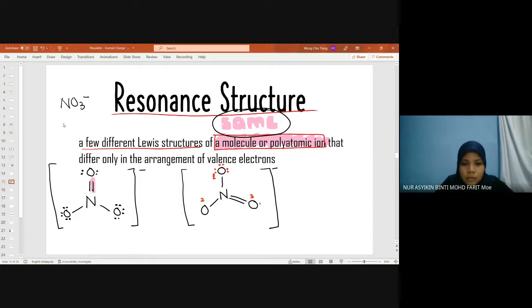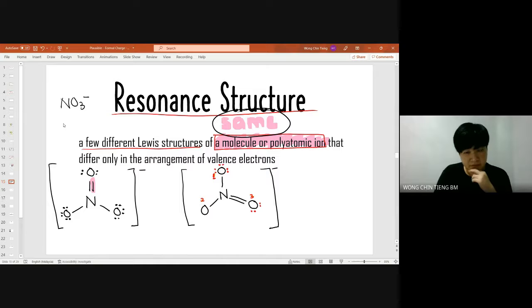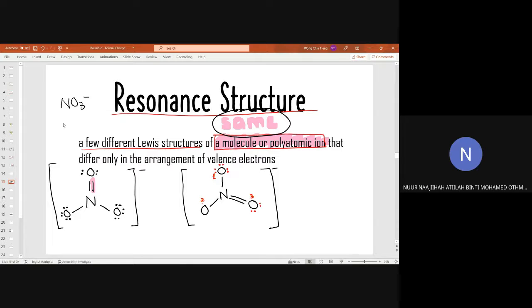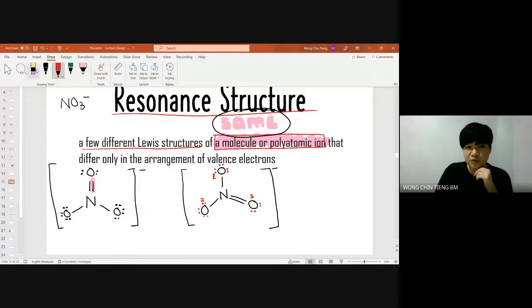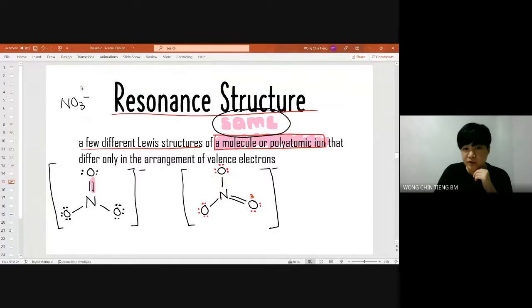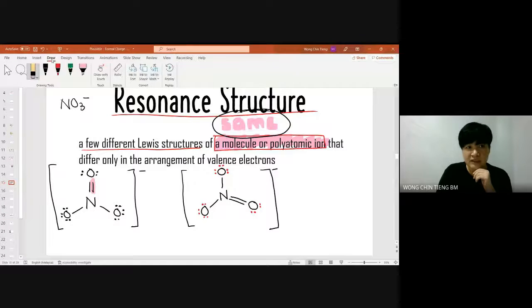2. 2. Jiha, nombor 2? 3 lone pair. 3 lone pair. Dan guys, can you see the difference? Itu sahaja. And what I want you to look at is not only the bond.